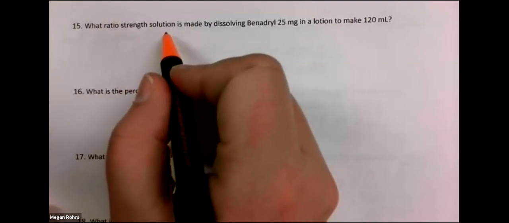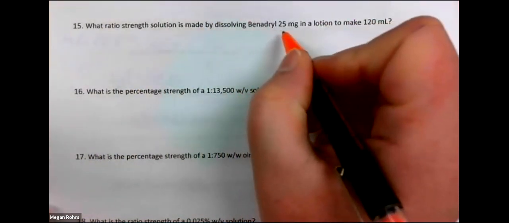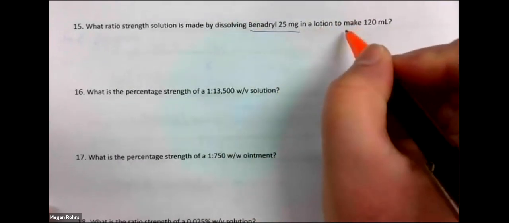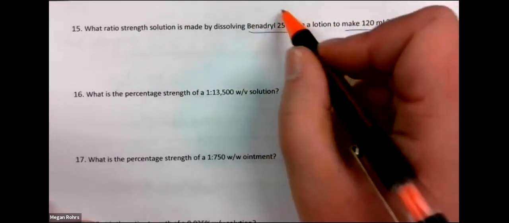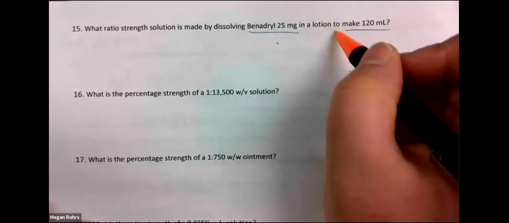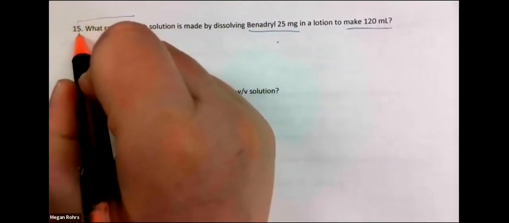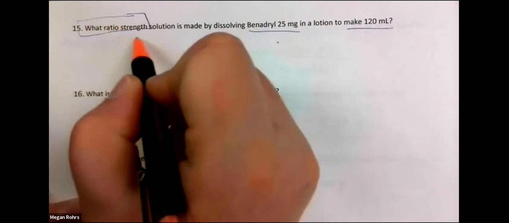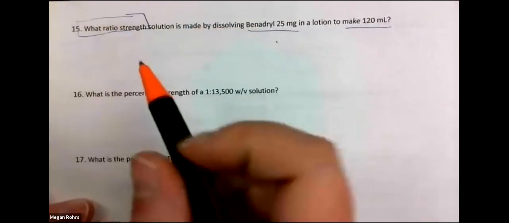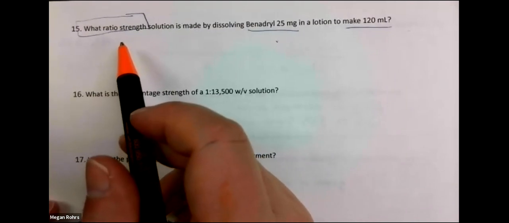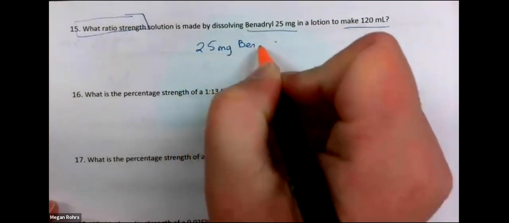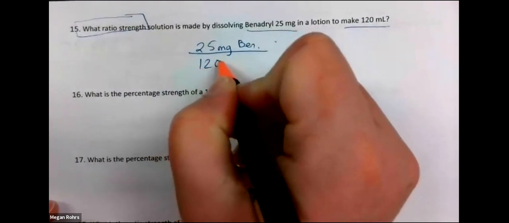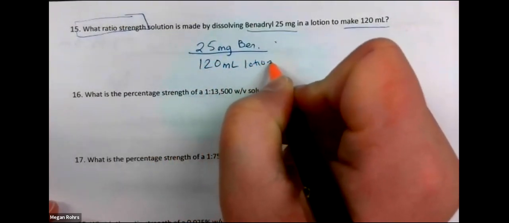Okay, number 15 says, what ratio strength solution is made by dissolving Benadryl 25 milligrams in a lotion to make 120 mils. So now this time they give us our active ingredient, they give us our total volume, but they're asking us for the ratio strength. So this time we're going to have to figure out what our ratio strength is. So let's start with what we do know. We do know that we have 25 milligrams of Benadryl in every 120 mils of our lotion.